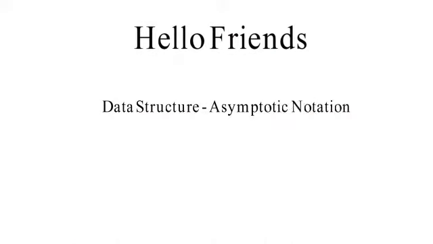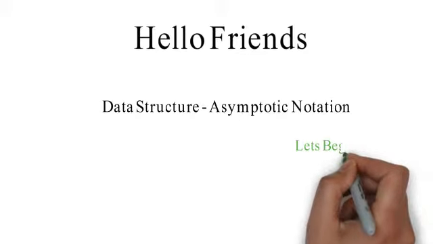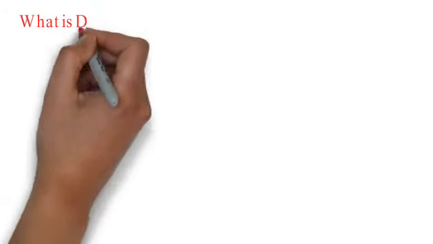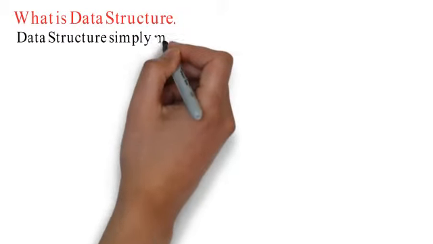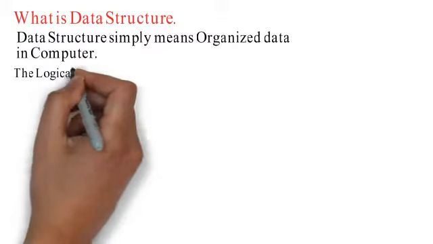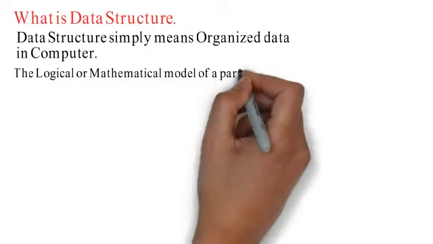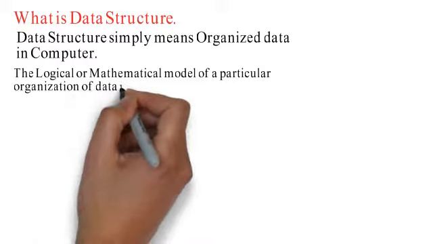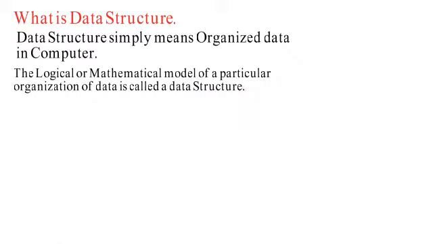Hello friends, today our topic is data structure and asymptotic notation. So let's begin. What is a data structure? A data structure simply means organized data in a computer. The logical or mathematical model of a particular organization of data is called a data structure.